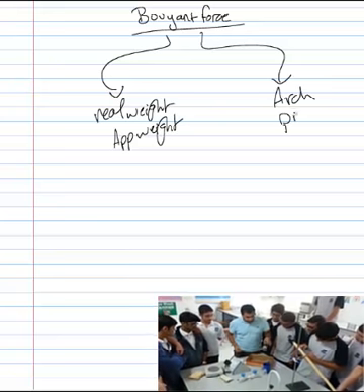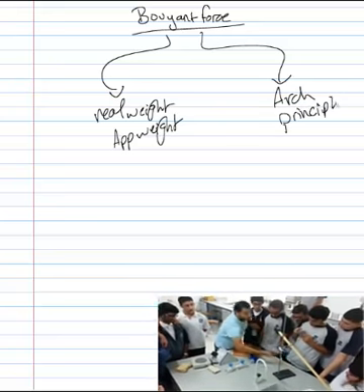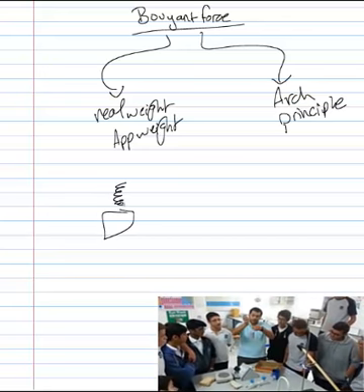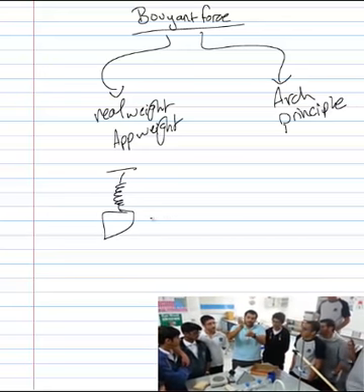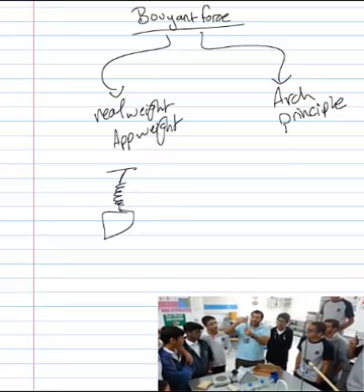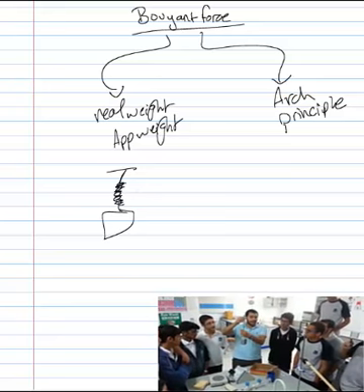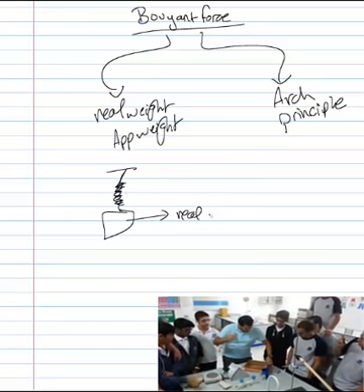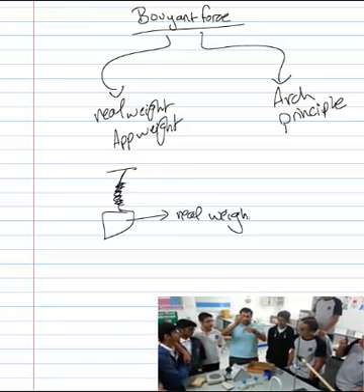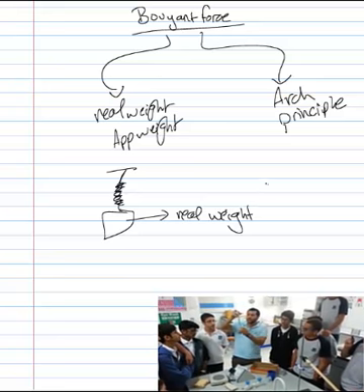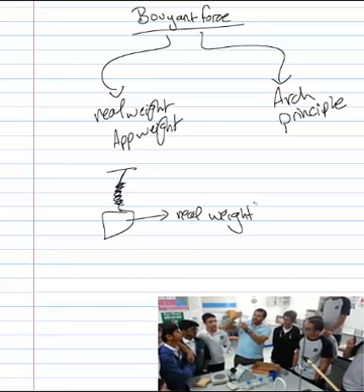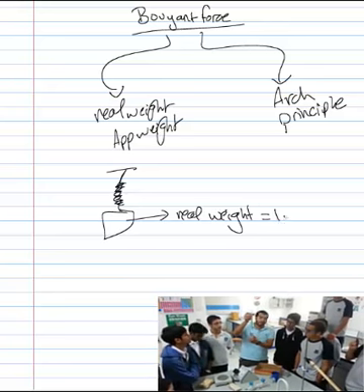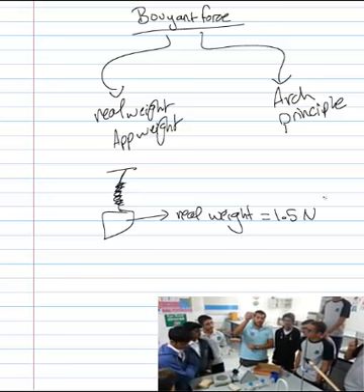So this is an object. And in order to get the real weight of the object, I will use the spring scale. So by hanging the object on the spring scale, like that, and reading the value, we can get its real weight. So I'm going to choose another object here in order to have this value. So if we measure the weight of this object, it reads 1.5 newtons. This is the real weight of the object.